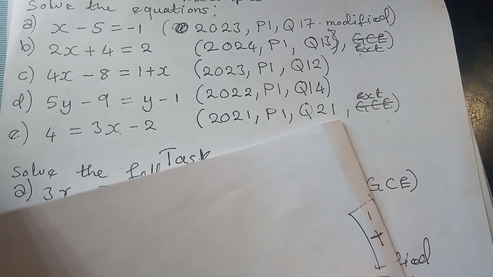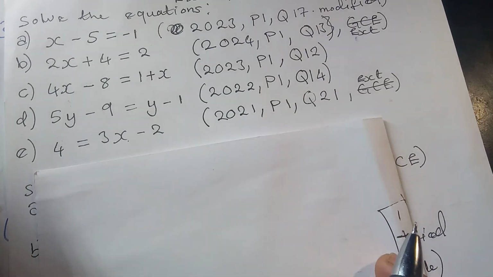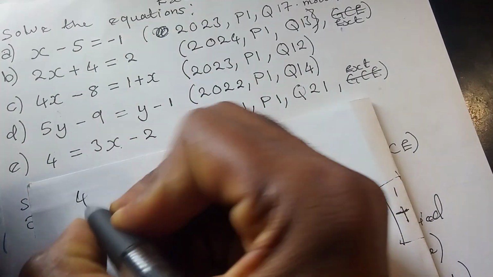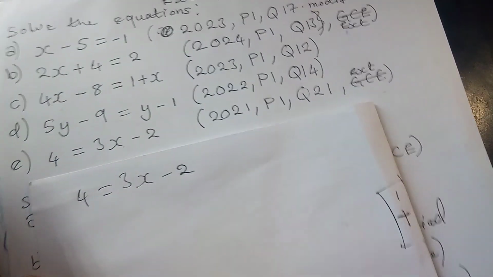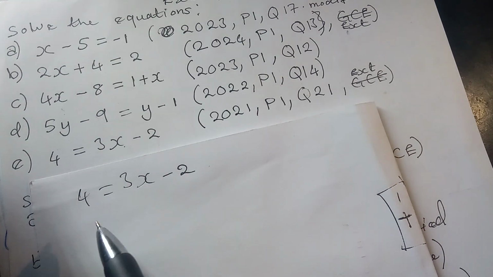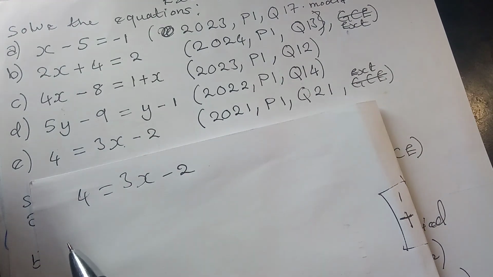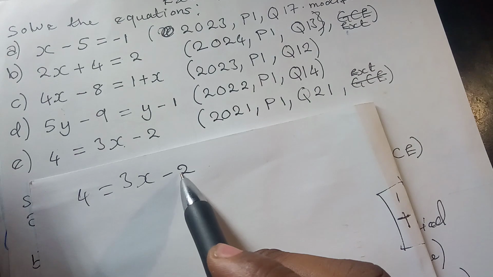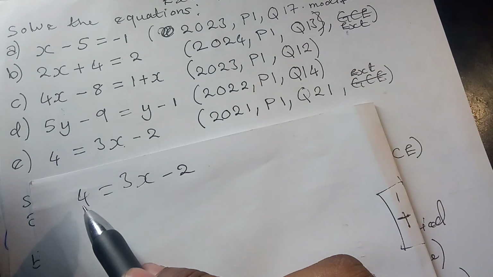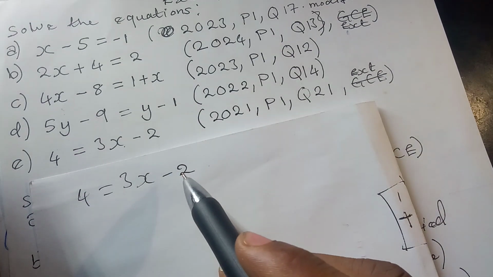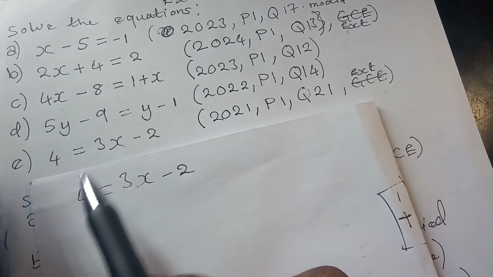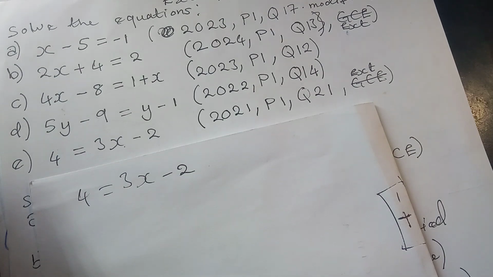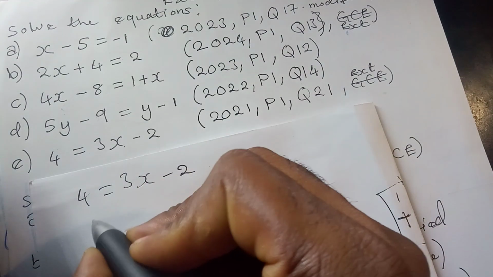So let's move on to the last one. The last problem is 4 is equal to 3x minus 2. So now to solve this, I think the easiest way out here is to bring this to this side instead of keeping it this side. I don't know if I got the question right, but we shall solve it as it is. Yeah, it's okay.